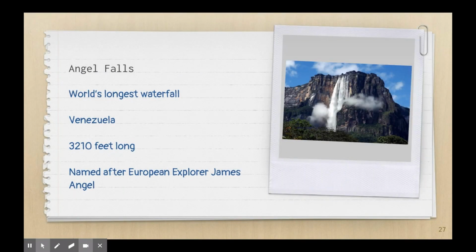Angel Falls is the world's longest waterfall. It's located in Venezuela. It is 3,210 feet long, and it's named after European explorer James Angel.